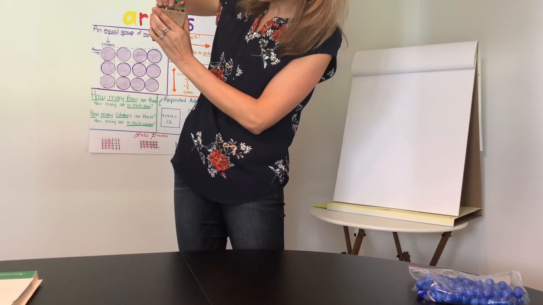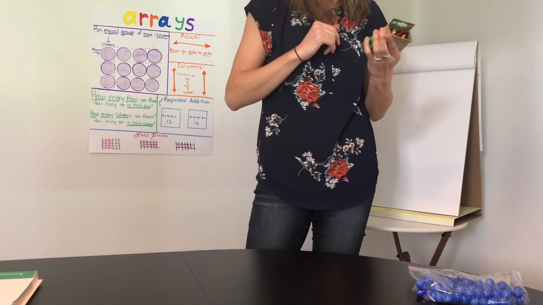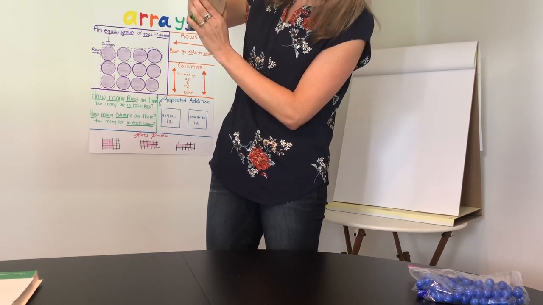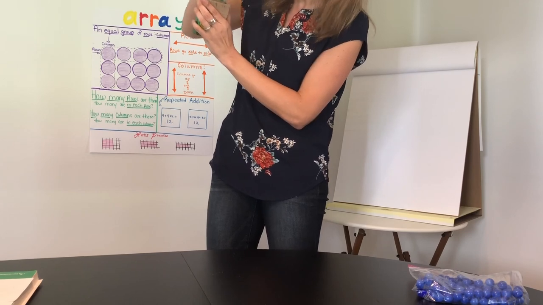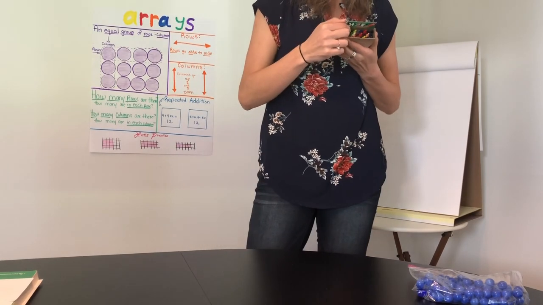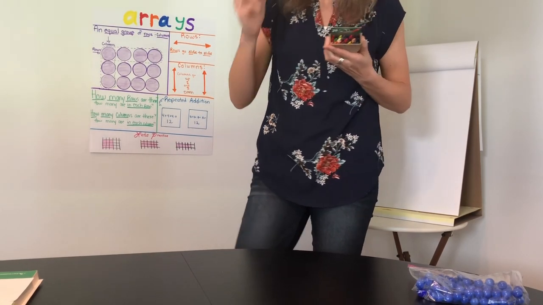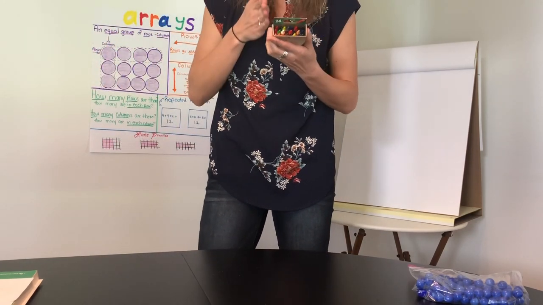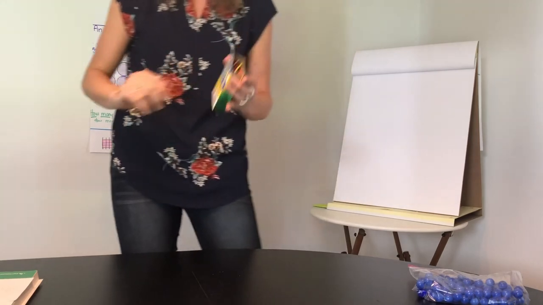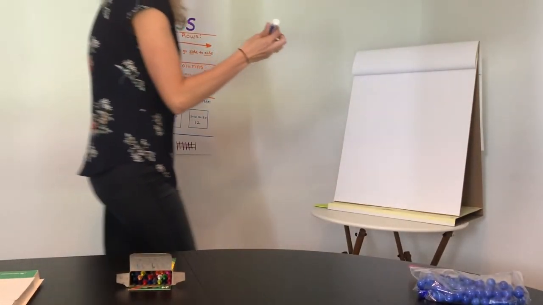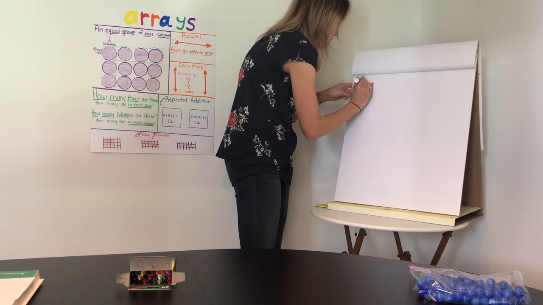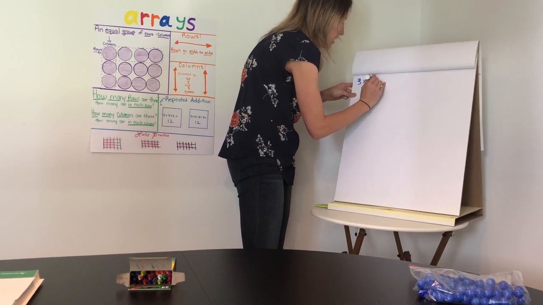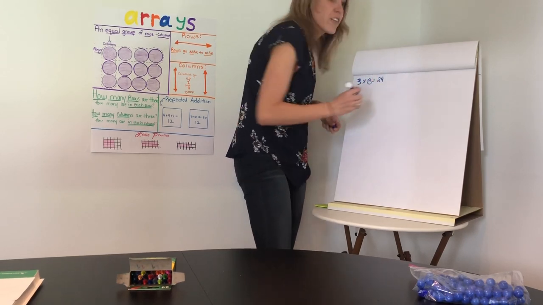But look, we know that we have 3 rows. There's 3 rows in her crayon box, and there are 1, 2, 3, 4, 5, 6, 7, 8 crayons in each one of those rows. The columns here, remember, go up and down. So there's 3 rows, 8 crayons in each row. That's one of our equations right there. We have 3 rows times 8, which gave us 24.